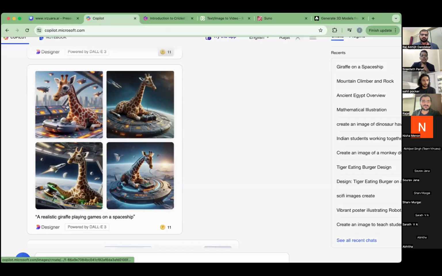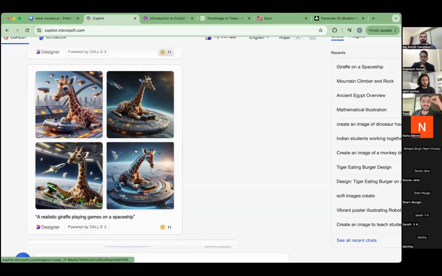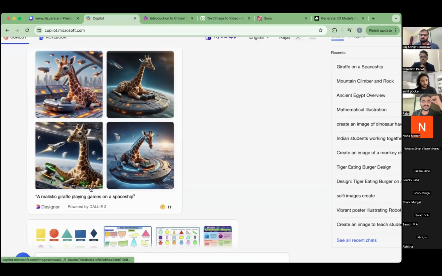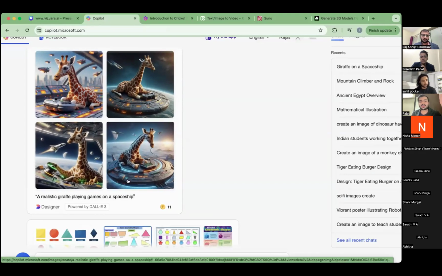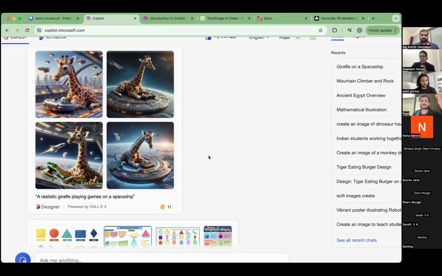This is an example of Microsoft Copilot, an excellent application for creating images. So here the prompt which I have given is a realistic giraffe playing games on a spaceship. This is something which Google will never be able to create because it's something which will first of all not exist, and the answer it gives in just 5 to 10 seconds, and it looks very realistic, which I can directly use in my work.